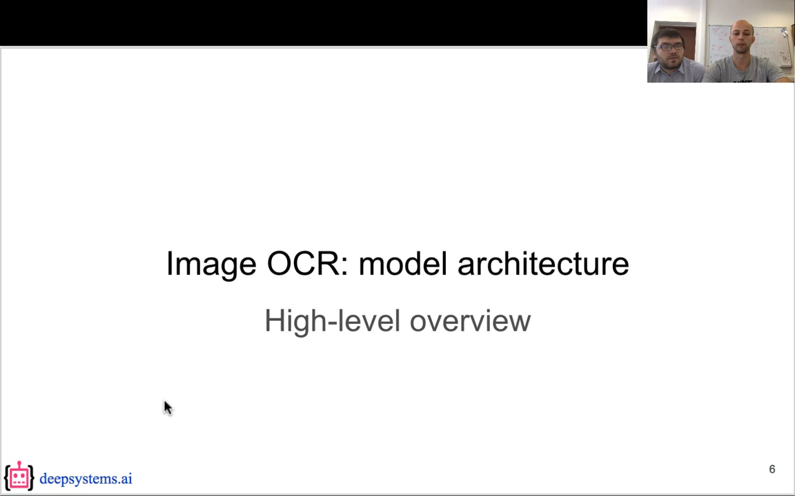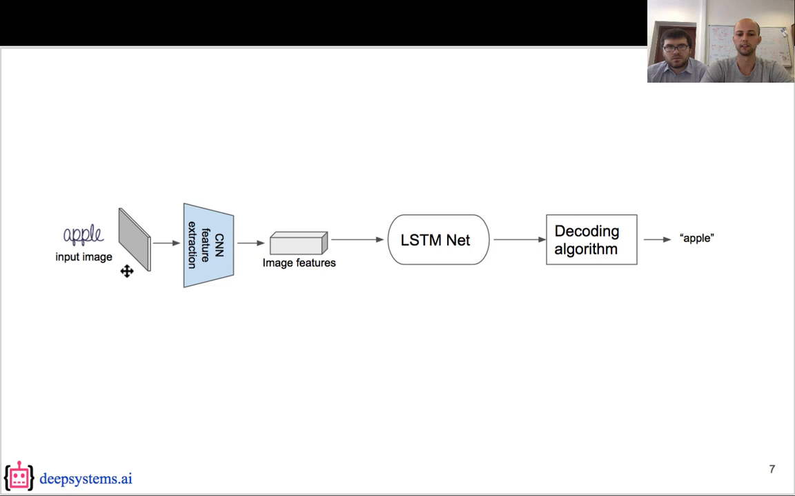Firstly, image is fed to convolutional neural network to extract image features. The next step is to apply a recurrent neural network to these features, followed by the special decoding algorithm. This decoding algorithm takes LSTM outputs from each time step and produces the final labeling.